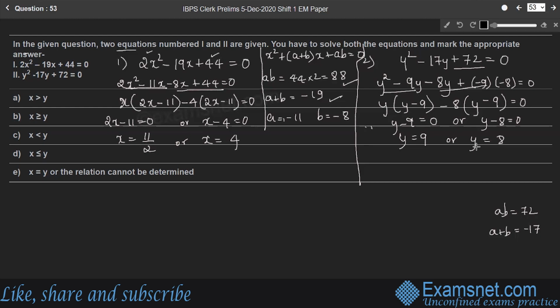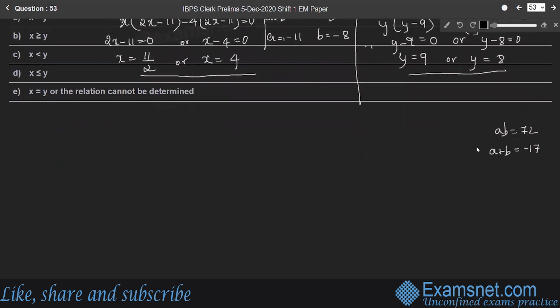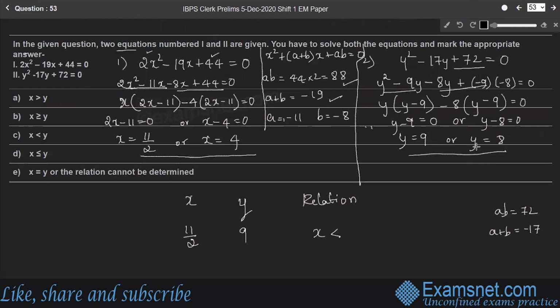Right? So combining these two, the values of x and the values of y, we will compare. So here are the x and y values. Then the relation, whether x is equal to y, greater than or less than. So when the value of x is 11 by 2 and y is 9, 11 by 2 is less than 9. Therefore, x is less than y.